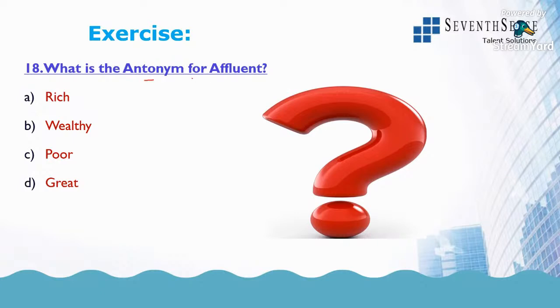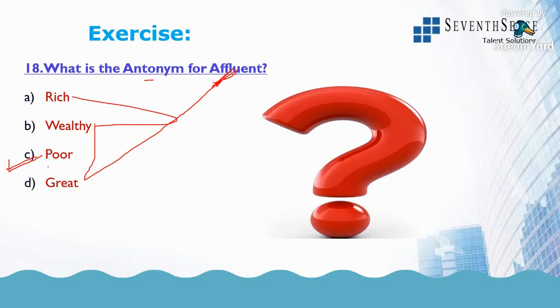Coming to antonym for affluent. Affluent is a person who is fully rich, a wealthy person. What is the opposite of rich? Richness will be poverty, and poverty is nothing but being poor. Rich, wealthy, and great are synonyms for affluent, but poor is going to be the antonym for affluent.